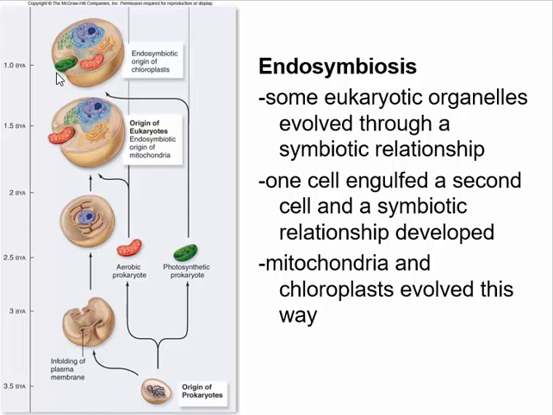So what is the evidence for this? There's a few things to pay attention to. Remember, mitochondria and chloroplasts have their own DNA. If we look at that DNA, it is of prokaryotic origin. They have that double membrane structure.